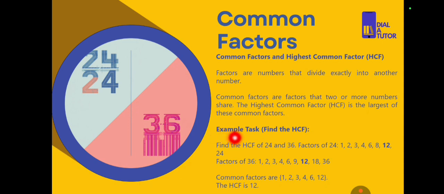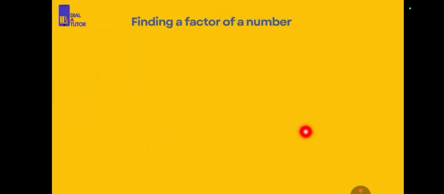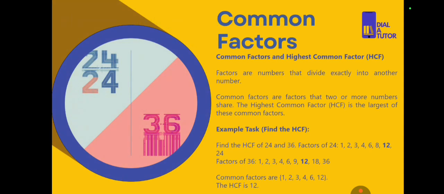Now, we have an example task. Find the HCF of 24 and 36. So all you have to do is to list all the factors of 24, then find the highest common factor. When you're listing all factors of 24, you can refer to the videos on how to list factors of a number. If you go back there, you'll see that factors of 24 start from 1 all the way to 24 itself. Remember, 1 is a factor of every number, and the number itself is a factor of itself.